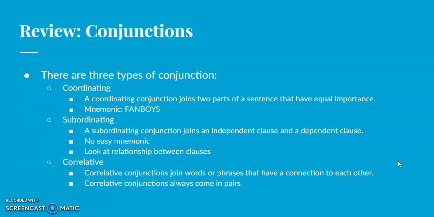In our last video, we talked all about conjunctions. You may want to refer back to Lesson 5 if you need more support. To review, there are 3 types of conjunctions: coordinating, subordinating, and correlative. Coordinating conjunctions can be remembered with the mnemonic fanboys. Subordinating conjunctions join an independent clause and a dependent clause, and correlative conjunctions always come in pairs and join words or phrases that have a relationship to each other.